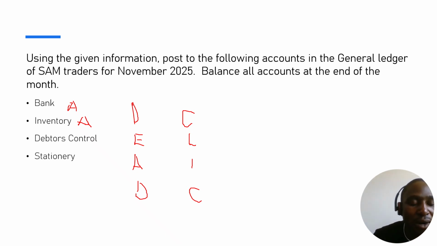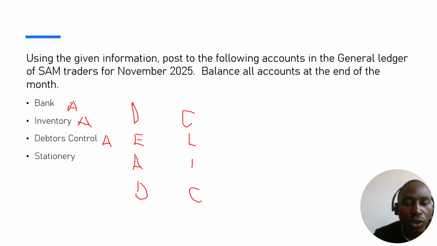Now, what type of account is debtors control? Debtors control is an asset, meaning that it increases on the debit side and decreases on the credit side. When a debtor is paying, we're going to write on the credit side, and when we are selling more on credit to a debtor, we are going to write on the debit side. When we sell more on credit to a debtor, we write on the debit side, and when a debtor is paying, we write on the credit side.